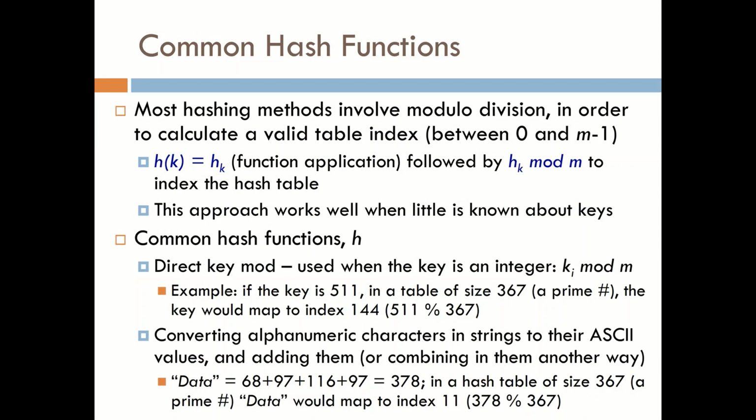Now let's take a look at some common hash functions. Most hashing methods will involve the modulo operator, the percent sign, the remainder operator, in order to calculate a valid table index. So whatever we calculate for the hash value, we will eventually do what's called normalizing that value by modding it by the table size. This will give us index values between 0 and m minus 1, with m being the table size.